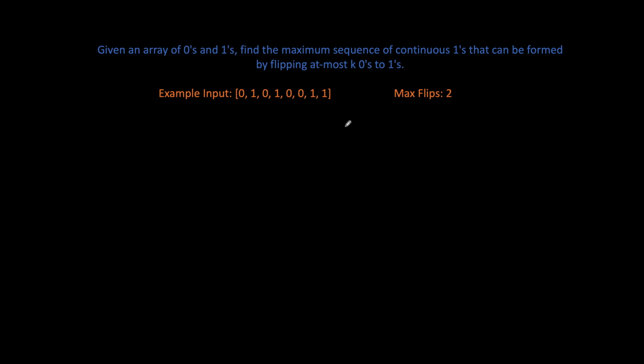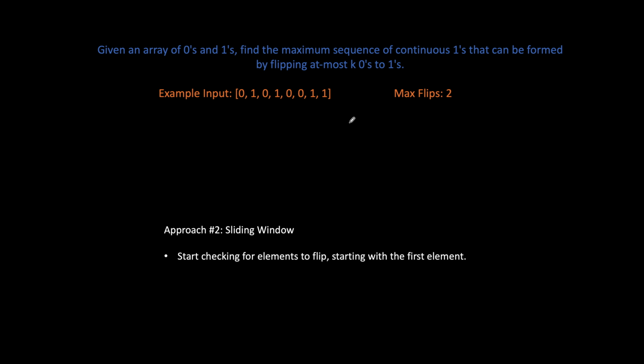So let's implement a more optimum solution using sliding window. We're going to start by checking for elements to flip, starting with the first element. Then we're going to flip zeros until we reach the limit. So let's do it. We'll start with our first sliding window of size 1, and we have to already flip 1. So let's expand it by 1. We're going to still have to flip 1 because we have only 1 zero. And let's expand it by 1. And now we used both of our flips.